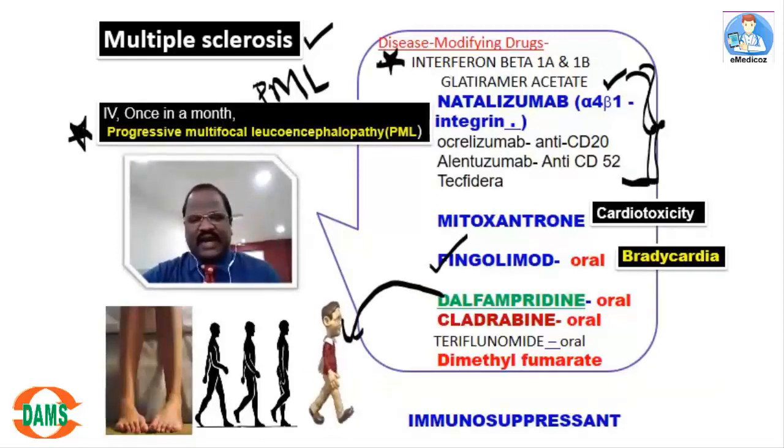Next is cladribine. Cladribine, an anti-cancer drug, is useful for MS patients. Then teriflunomide. It's a derivative of leflunomide, useful for MS. And one more drug, dimethyl fumarate. It's an immunosuppressant useful for MS. So you should know all the important drugs useful for the treatment of multiple sclerosis. That finishes this question.